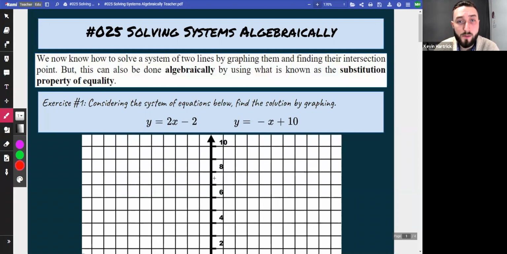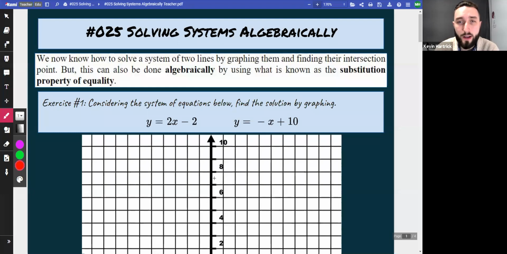So we've been talking about systems of equations since last lesson, and we were mostly just graphing them, right? Remember, a system of equations is more than one equation. In eighth grade, we're only going to work on two at a time. When we were graphing those lines, both on the same grid, we were finding where they intersect, and that was our solution to the system of equations. So we know how to solve a system of two lines by graphing them and finding their intersection point.